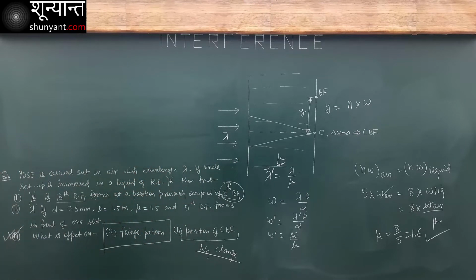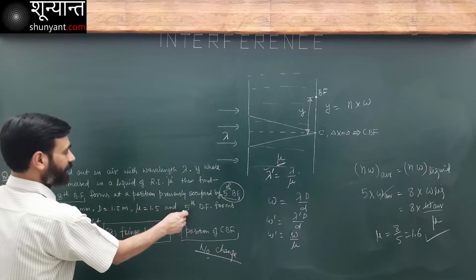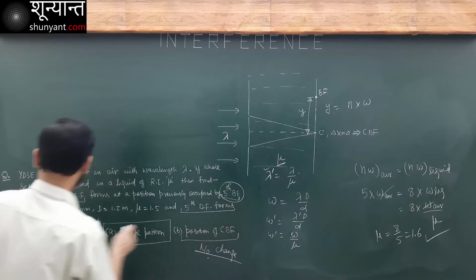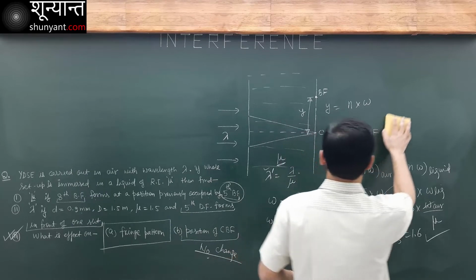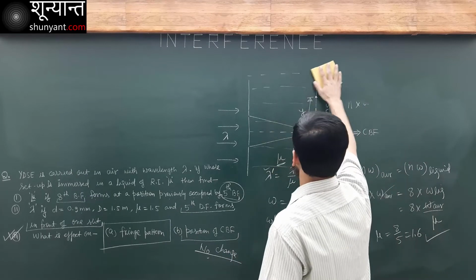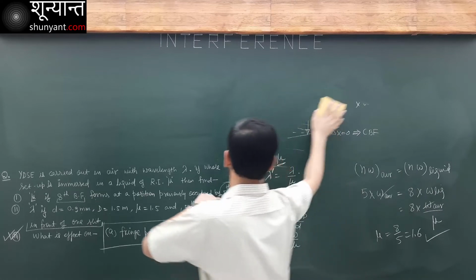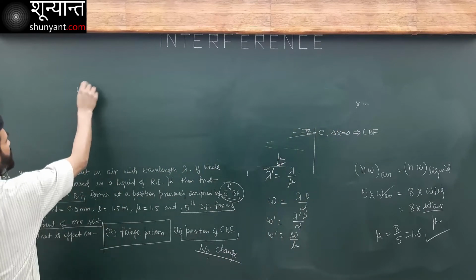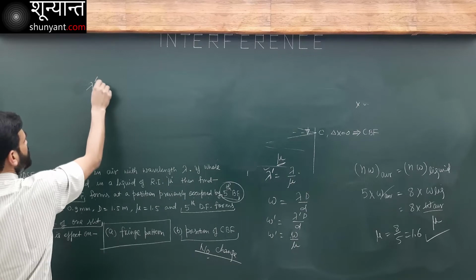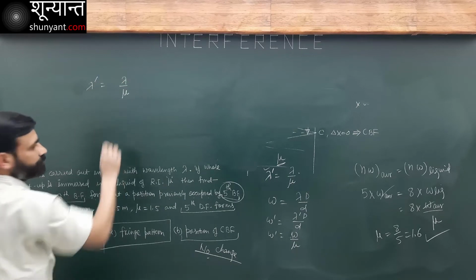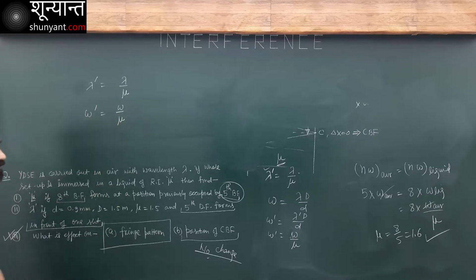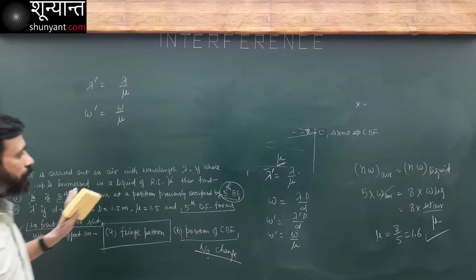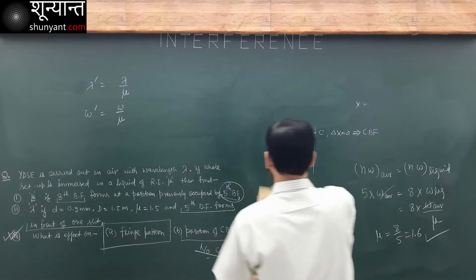Do you understand this? Next one. What is lambda? If D is this, and the fifth dark fringe forms in front of one slit. Let me draw it here again. So I'm writing this: lambda dash is equal to lambda over mu. Omega dash is omega over mu. Makes sense? Alright. Now let's see.